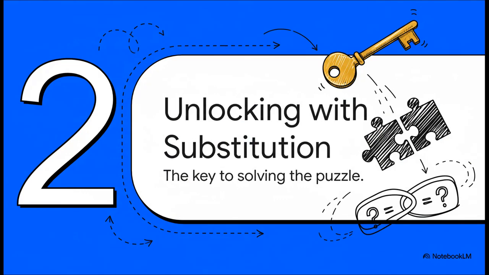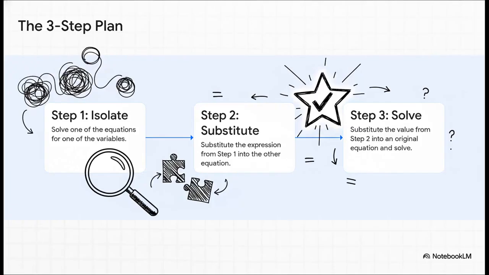Well, that brings us to our next section, unlocking with substitution. We're going to use a really cool technique called substitution. Seriously, you can think of it like a master key that's designed to unlock pretty much any of these two-equation puzzles. And the plan is a super simple three-step process.